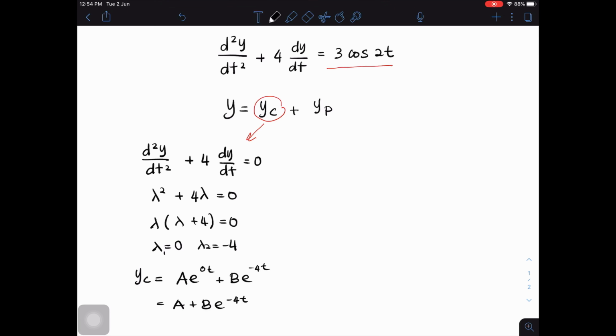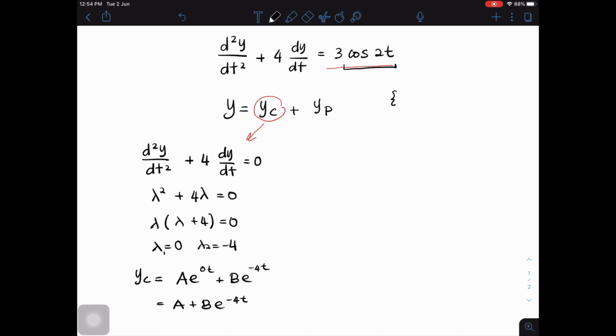The first thing is you need to list the family of derivatives of your f(x). If you see here, f(x) is cos 2t. We will list the functions in the family of derivatives, ignoring the coefficient. The family of derivatives means the derivatives of your f(x).